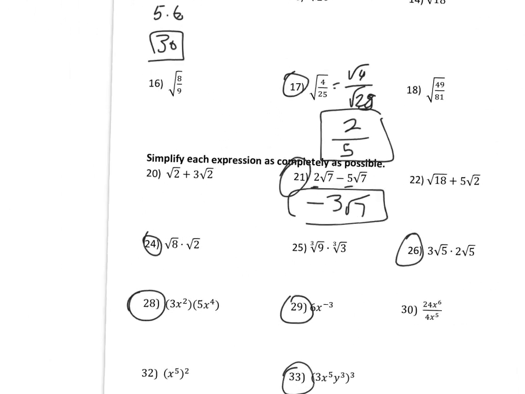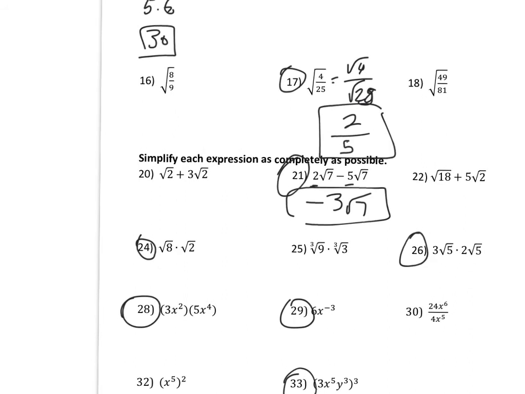Okay, take a look at 24. Square root of 8 times square root of 2. You could simplify them separately, but because they're both square roots, you might as well multiply them together. Square root of 8 times square root of 2, multiply the numbers underneath the radical, and that gives me square root of 16. And we can simplify the square root of 16 to give you 4.